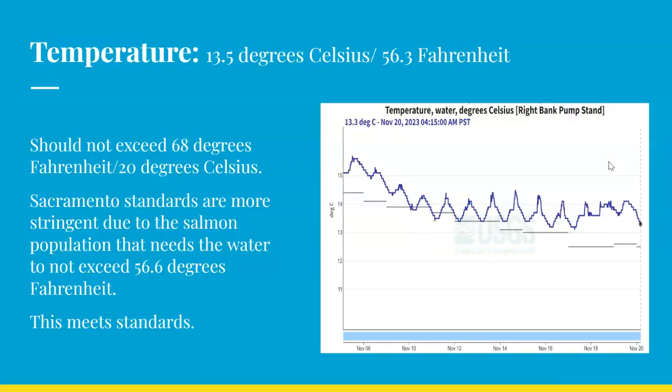And then the temperature was 56.3. This meets the standards. Sacramento has a more stringent standard because the salmon population needs the water to not exceed 56.6, and it's very well regulated because of the dams in Oroville and Shasta specifically. They have to make sure that they're letting out enough water to maintain that low temperature. So it's kind of a thing here in California. So this shows that it does meet those stringent standards set by the California Water Board.